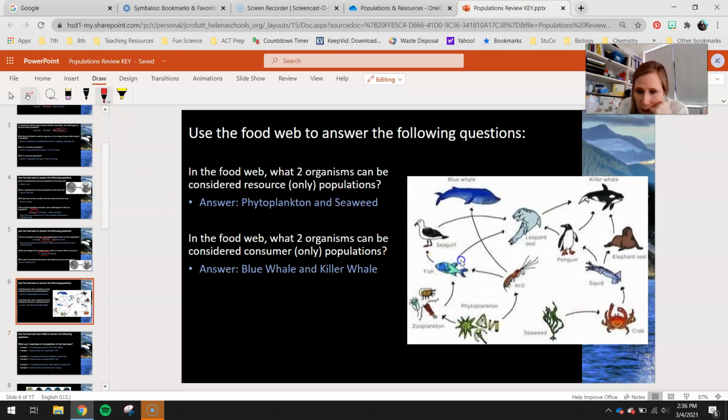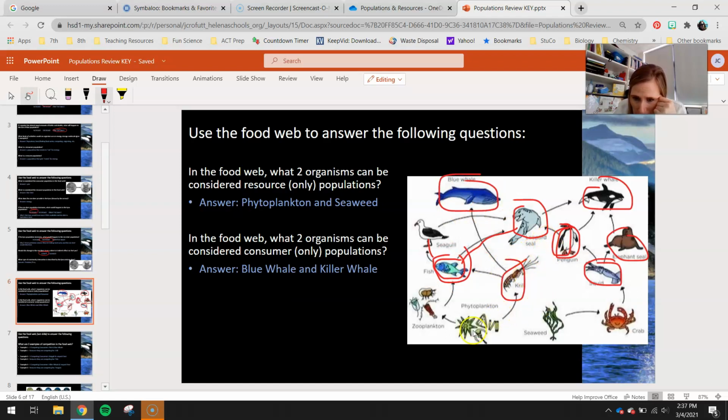So if we look, the fish is one of them. Looks like the seagull and the leopard seal are competing to eat the fish. So our competing organisms are actually our seagull and our leopard seal. Looks like leopard seal and a killer whale also compete for penguins. Looks like a penguin and an elephant seal compete for squid. The fish and the blue whale compete for krill.